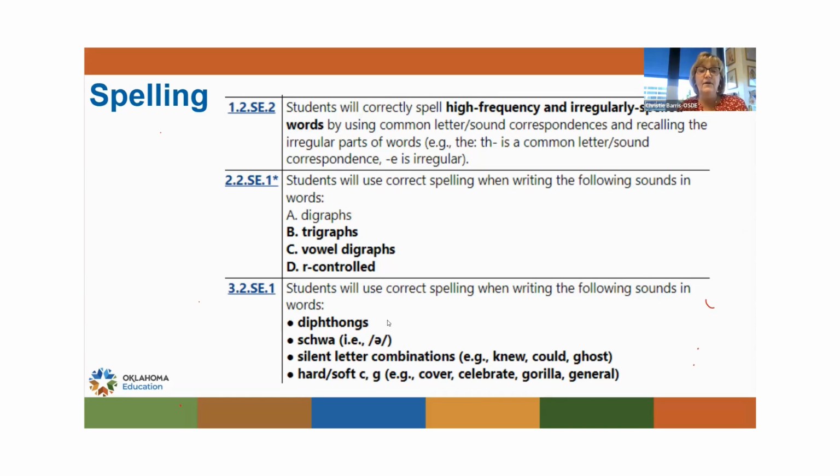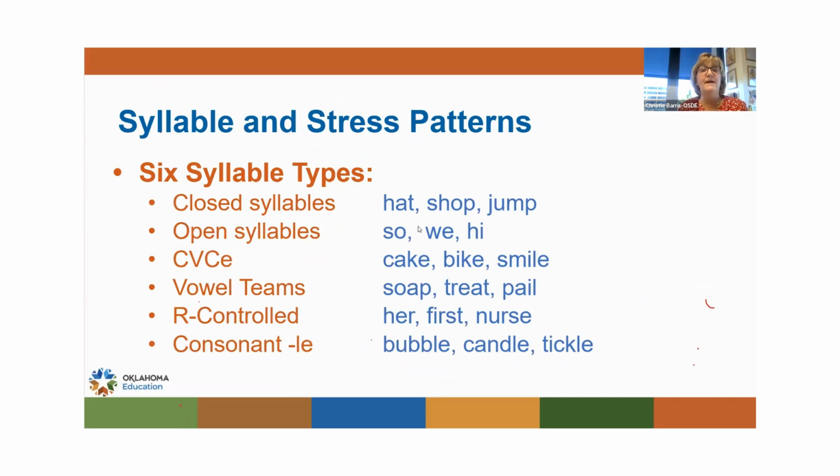And then in third grade, we add the diphthongs, the schwa, hard and soft C and G. We taught that in second grade, but it doesn't have to be mastered until this grade, and silent letters. So this literacy progression is available on our frameworks, and I've linked all those things for you there. So it helps you know what's expected.